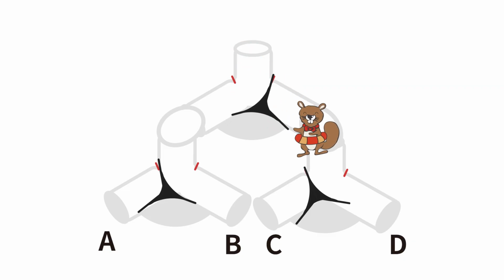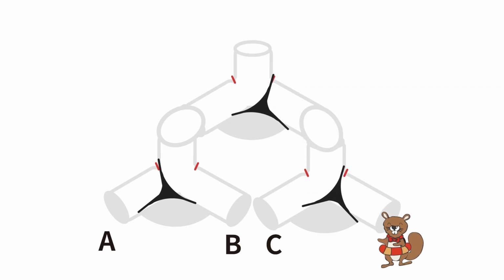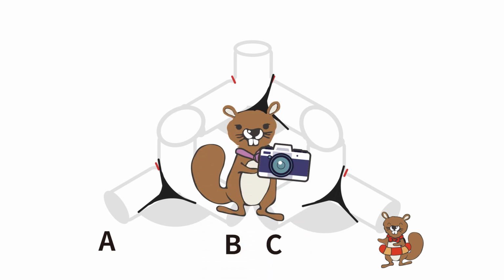Let's see which slide Dan will slide down by following the current directions of all the forks. Dan travels through the slide system and ends up at slide D. So the correct answer is slide D. Mommy Beaver better run to that slide to get that picture.